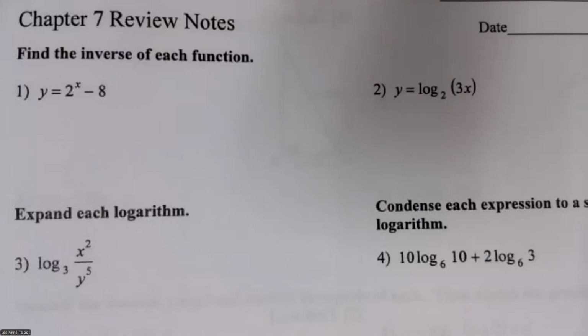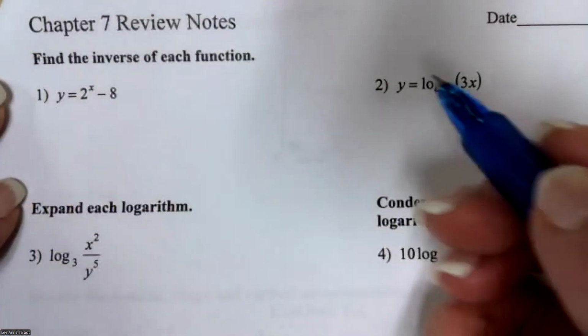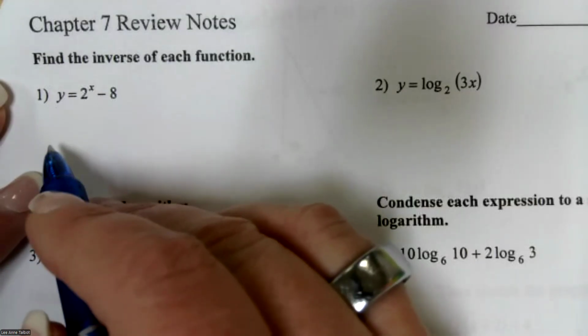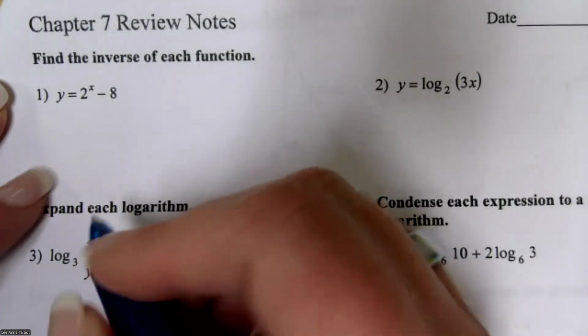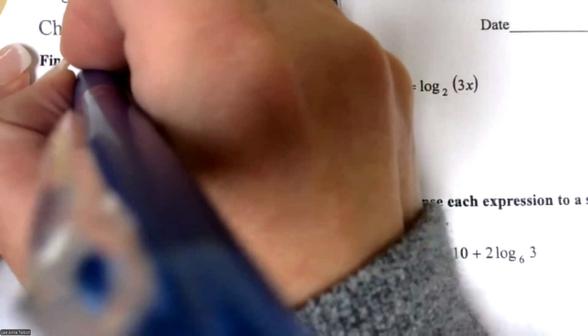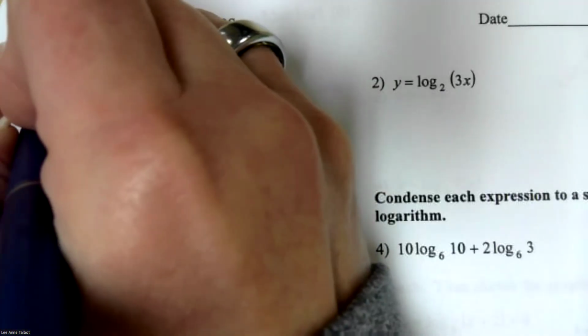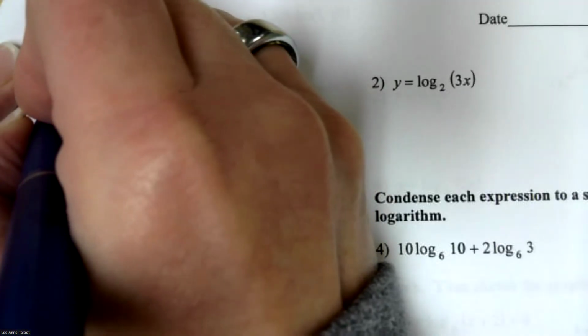Right, here we go. Find the inverse of each function. In this style of problem, I'm going to list the steps, list the inverse steps, and then write the inverse. In this problem, x is here. So the first step would be 2 to the power.